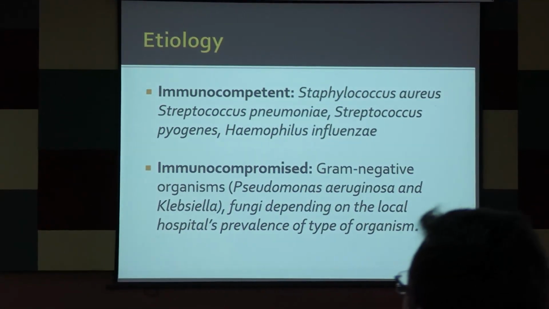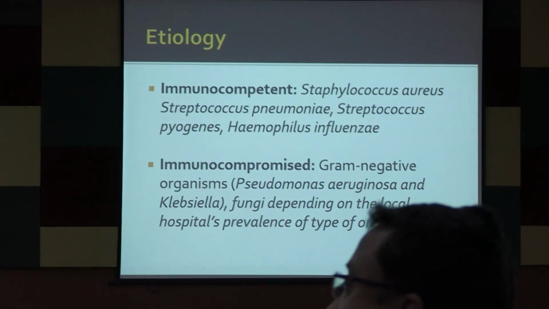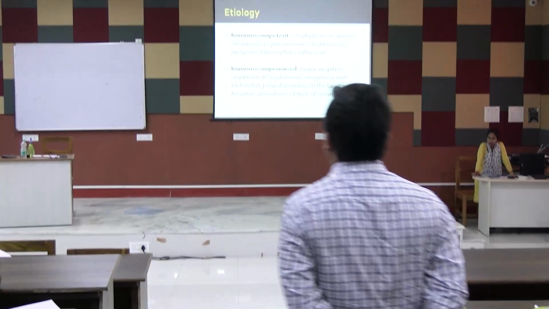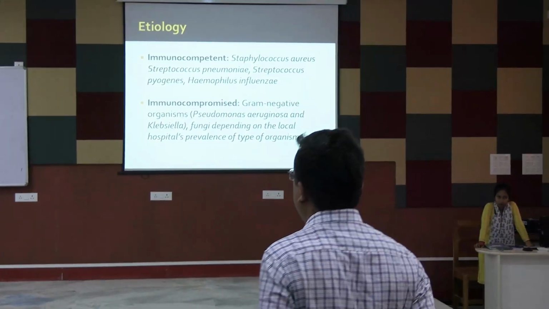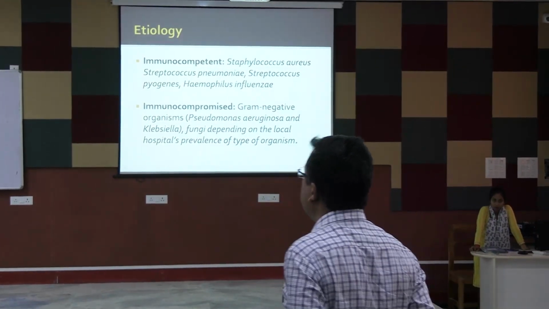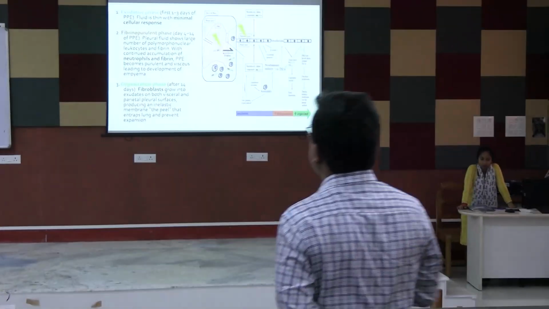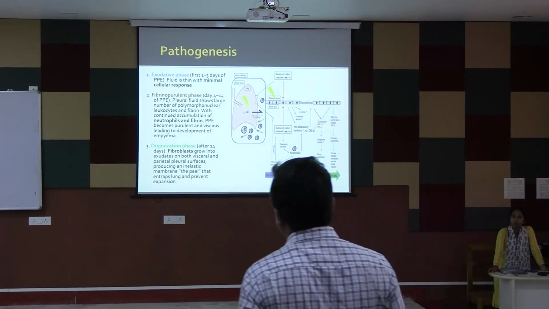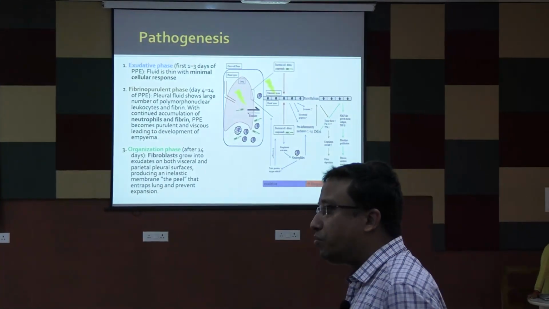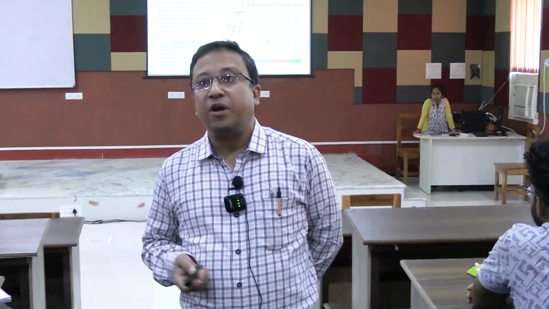In an immunocompetent patient, the causative organism is Staph aureus, followed by Streptococcus pneumoniae, Streptococcus pyogenes or Haemophilus influenzae. If the child is immunocompromised, gram-negative organisms and fungi are the etiological agents. What is the pathogenesis of empyema? How is empyema developing? If the child with pneumonia is not treated properly, the child may develop pus in the pleural cavity. That is termed empyema.